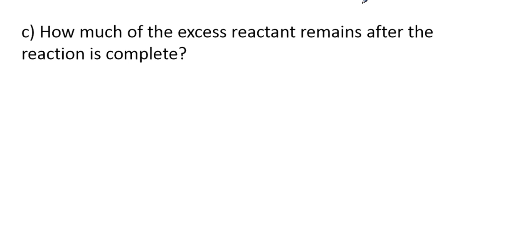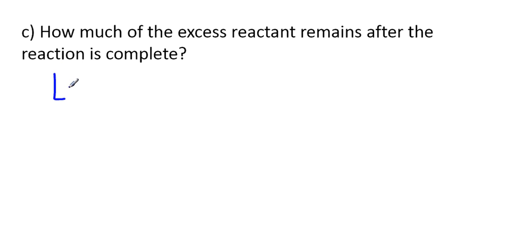So just like the car part activity we did at the very beginning, we were able to figure out which ones were in excess, which were our car bodies and wiper blades, and then we were able to figure out exactly how many car bodies and wiper blades were left. We're going to do the same thing here, but we need to find out how much of the excess reactant is left, but this time it'll be in grams.